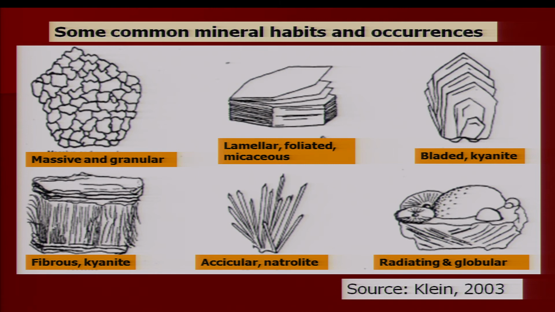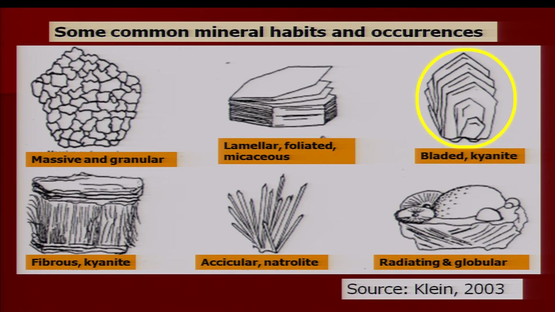First you can see massive. This is the picture on my left-hand side, top of the figure, where you can see a mineral which is massive and granular. The second one shows lamellar or foliated habit. You can see the crystals or the grains can be separated just like a book. You can separate different layers, layer by layer.